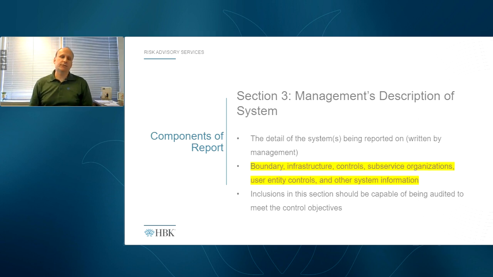Section 3, so this gets into the meat of the service organization's description of all their controls, the system they have in place, the organization, the background. So this is typically more of a narrative structure. This includes boundaries, infrastructure, controls, subservice organizations, which we'll talk about a little bit more, user entity controls, and some other relevant information to the system. One thing to note as far as any controls listed in Section 3 typically are carried to Section 4 and will be tested by the service auditor in that section. So with that, we're going to go ahead and jump right into Section 4.